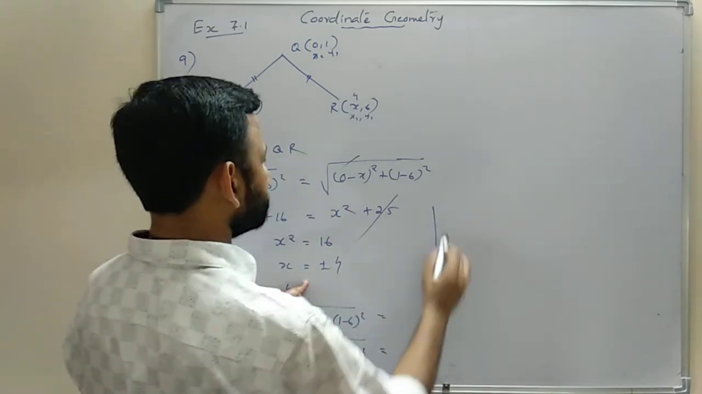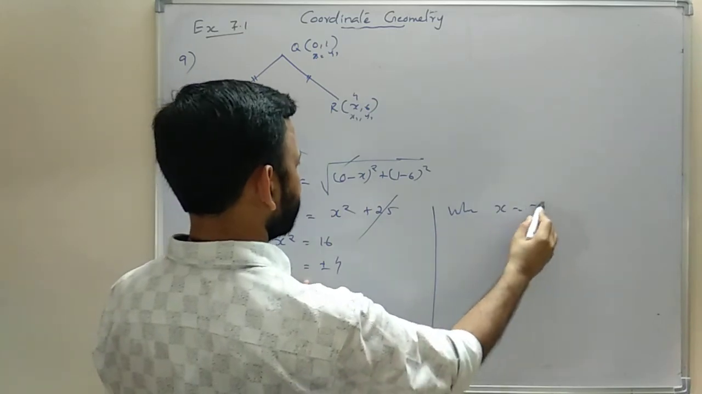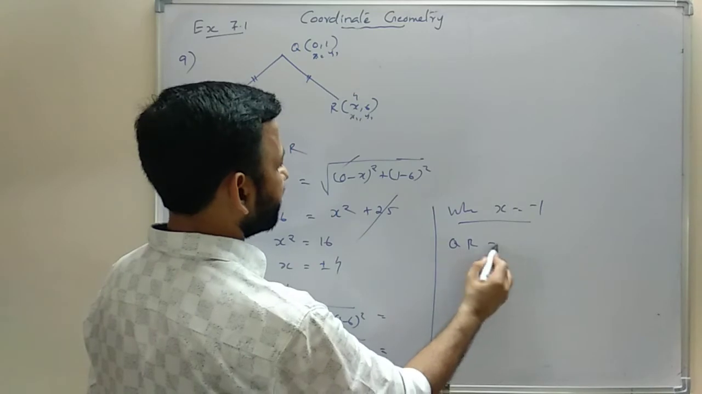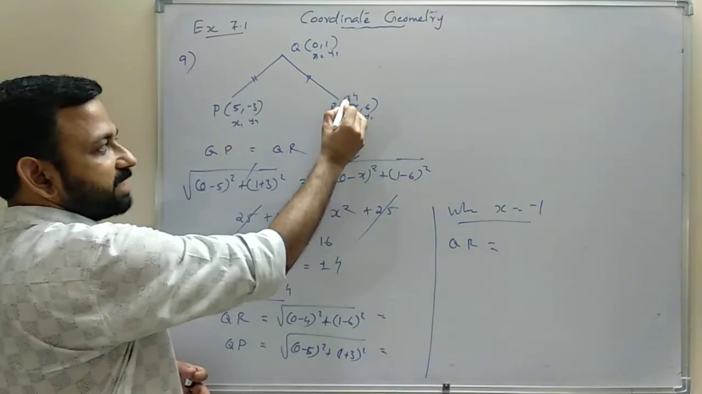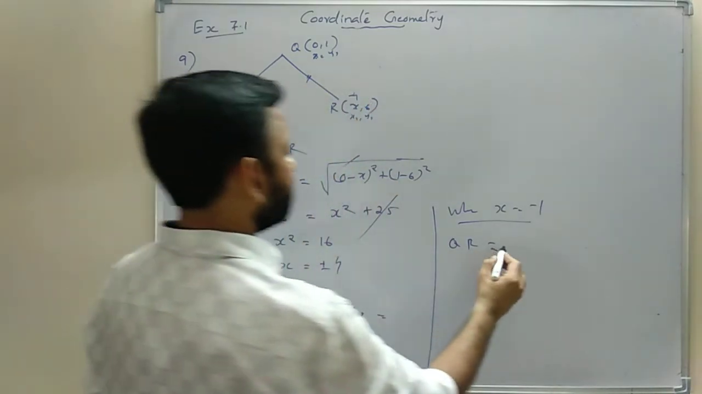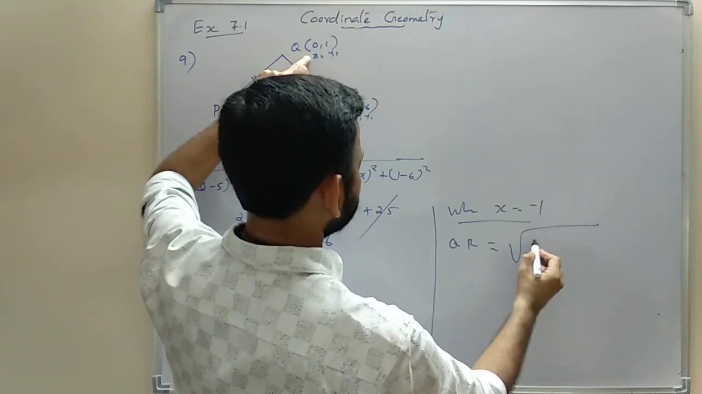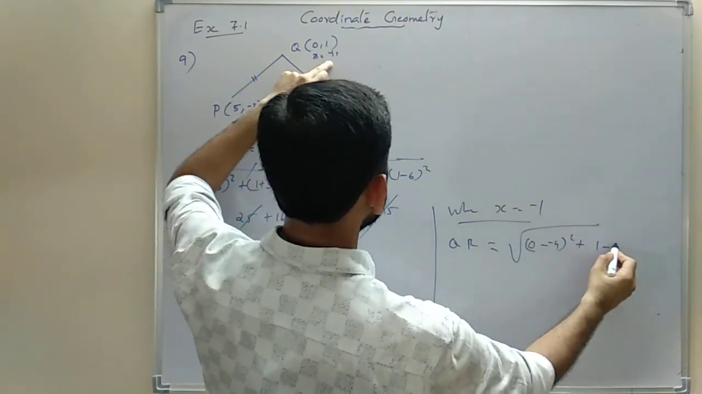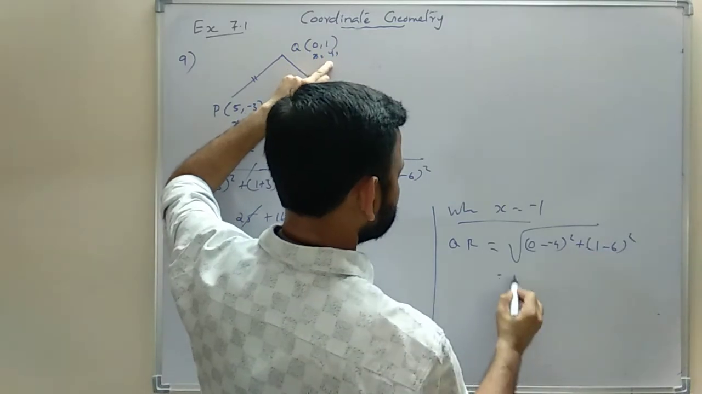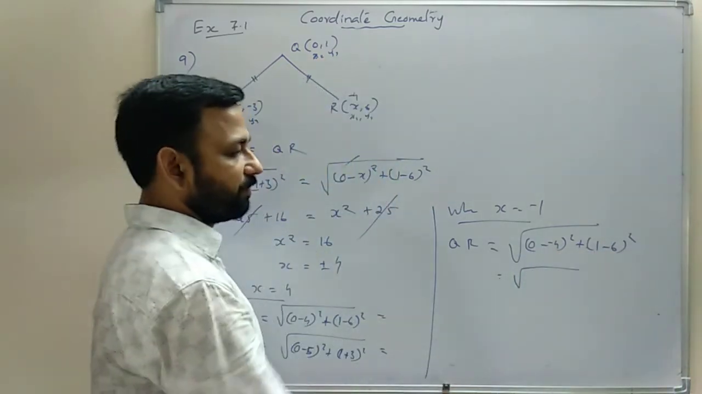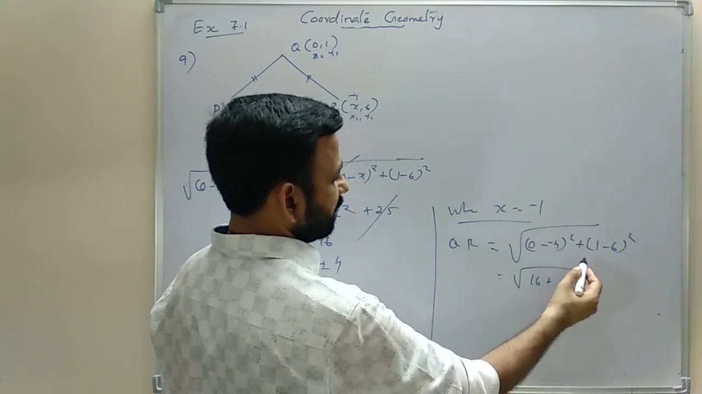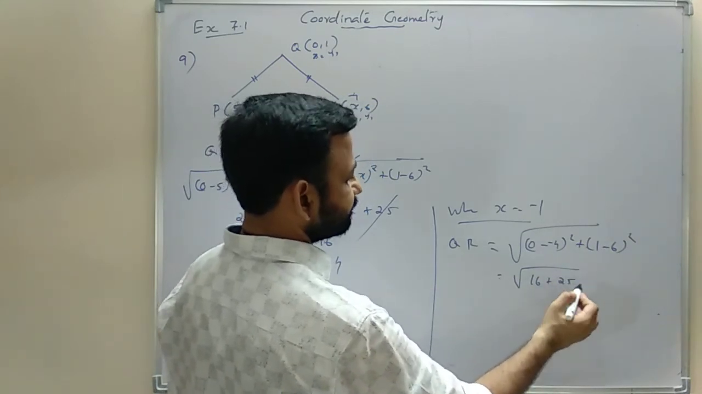And one more case we have, when x is equal to minus 4. When x is equal to minus 4, we need to find QR again. So here we will replace x by minus 4. So when we replace x by minus 4, here we will get 0 minus 4 whole square plus 1 minus 6 whole square. That is square root of 0 minus 4. That is 4 square, that is 16, plus 1 minus 6, that is minus 5 square, that is 25.